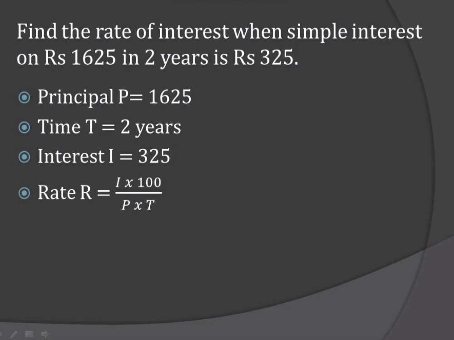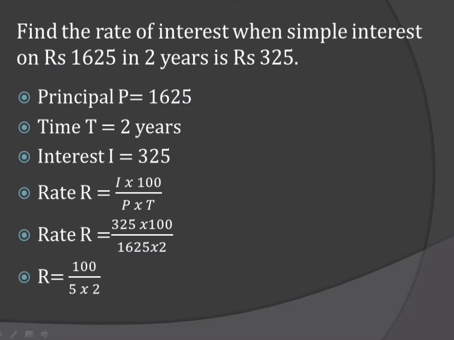So the formula for rate is interest into 100 upon principal into time. So here we will substitute all the values. 325 multiplied with 100 divided by 1625 into 2. Now if I multiply 325 with 5, I will get 1625. So here I am cancelling out, and here I am getting 5. So 100 upon 5 into 2. Now 5 into 2 is 10. So 100 divided by 10 is 10. So rate of interest will be 10% per annum. So this is your required answer.